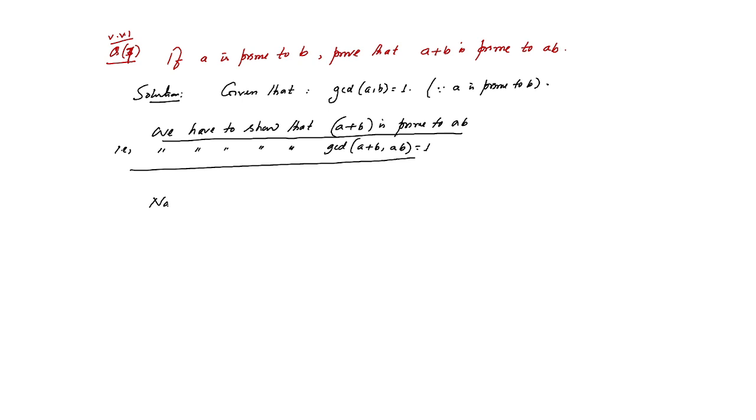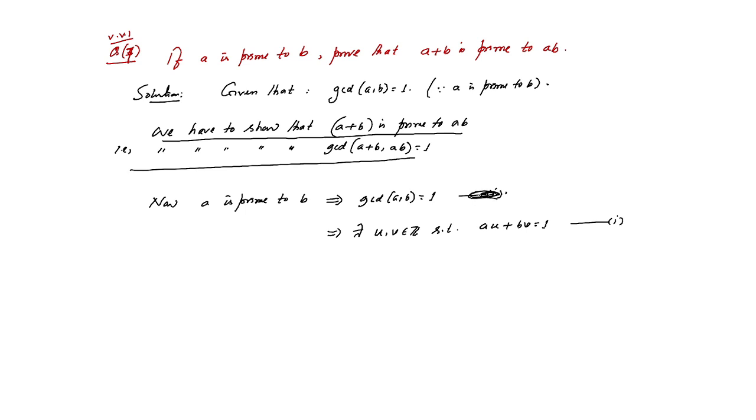So start now. A is prime to B, and that implies GCD of A, B equals 1. So this is 1. That means there exist integers u and v such that Au plus Bv equals 1. This we are considering as 1.